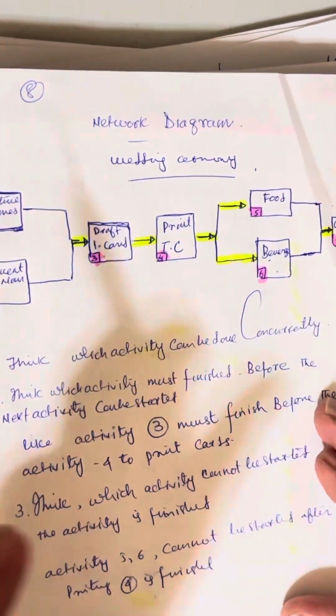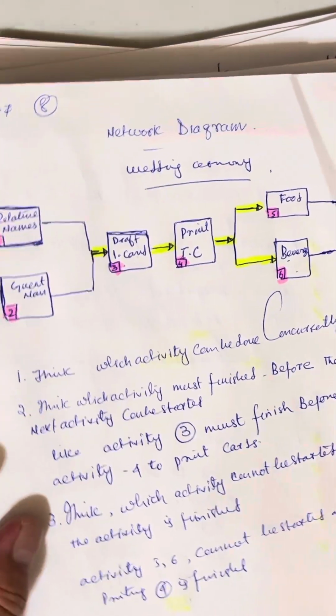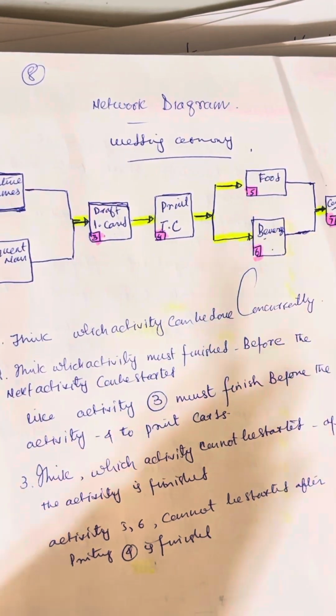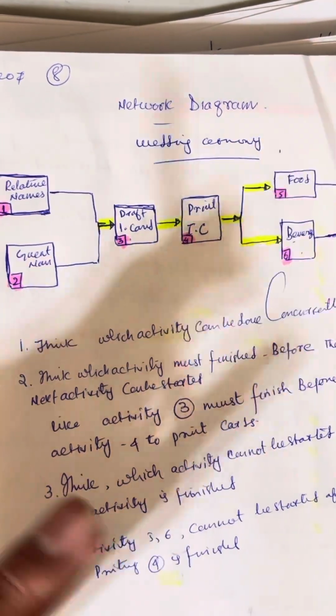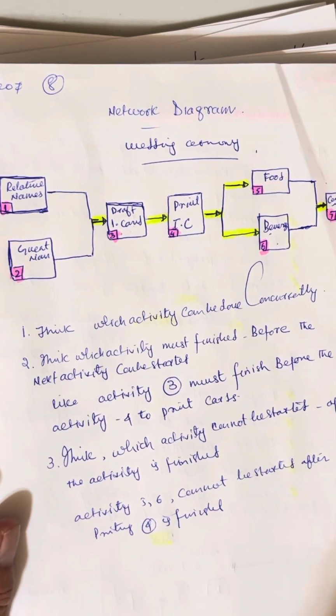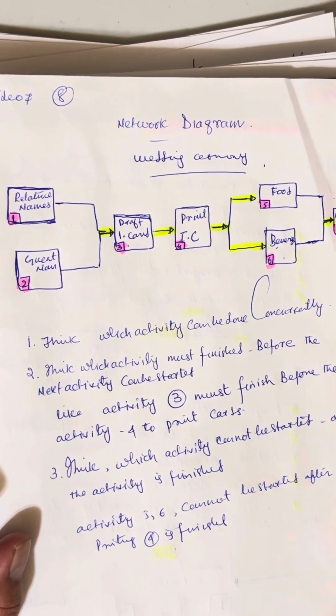So this is like a logical network diagram. The arrows show the dependencies, and we go from left to right. There may be a big project, so you can use big paper and draw with different colors and circles and do the activities.